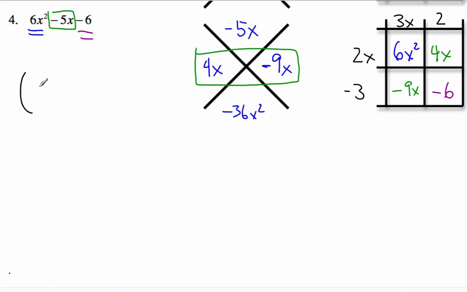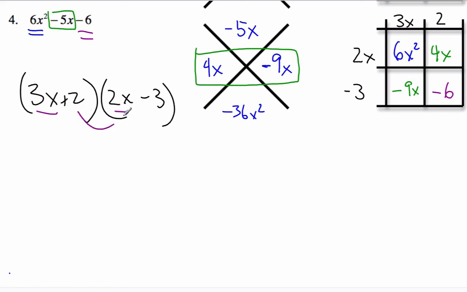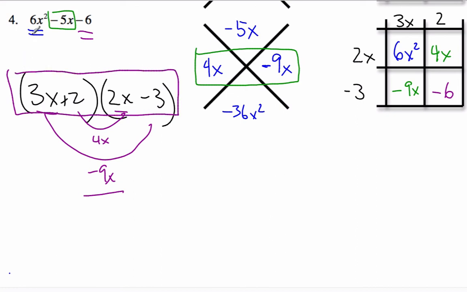And so when I put it all together, I get a 3x plus 2 from the top, and a 2x minus 3. And if I check it, these two make 6x squared. If I think about a double happy face, I get a 4x positive and a 9x negative, and that is the negative 5x. And then the last one, 2 times negative 3 is negative 6. This is the factorization of 6x squared minus 5x minus 6. A lot of steps to it.